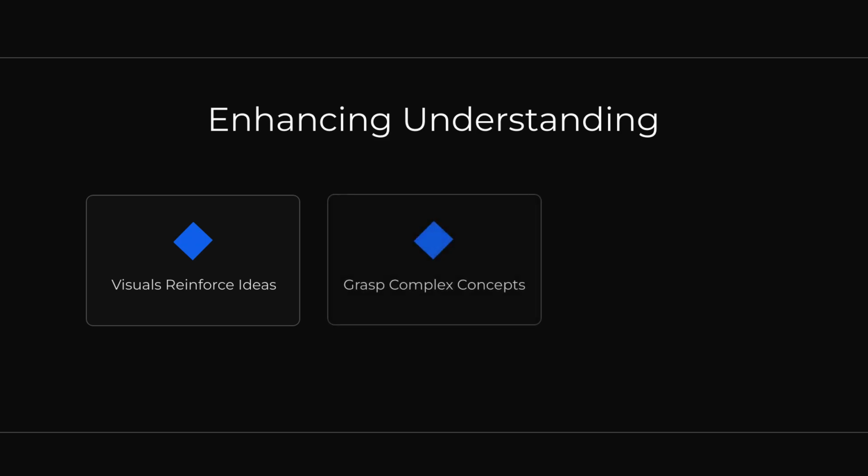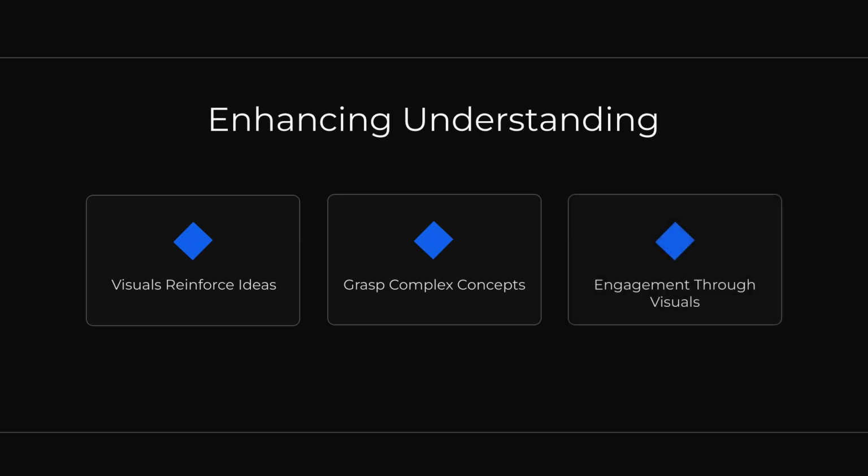Visual aids like diagrams and graphs can reinforce key ideas. They help students grasp abstract or complex concepts more easily. For example, a flowchart can effectively illustrate the steps of a chemical reaction. Incorporating relevant visuals keeps students visually engaged. These tools support explanations and enhance understanding.